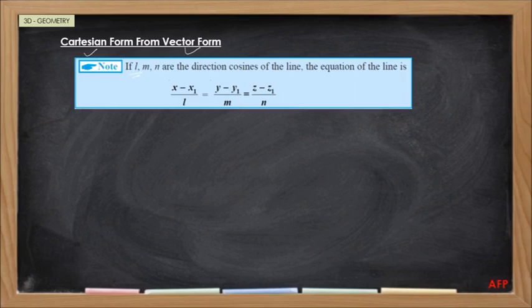If l, m, n are direction cosines, previously we were using direction ratios. If direction cosines are given, then the equation you can write in this form using the direction cosines of a line. So instead of direction ratios, if direction cosines are given, the Cartesian form can be written as x minus x1 divided by l equals y minus y1 divided by m equals z minus z1 divided by n. This form you can also use when using direction cosines.